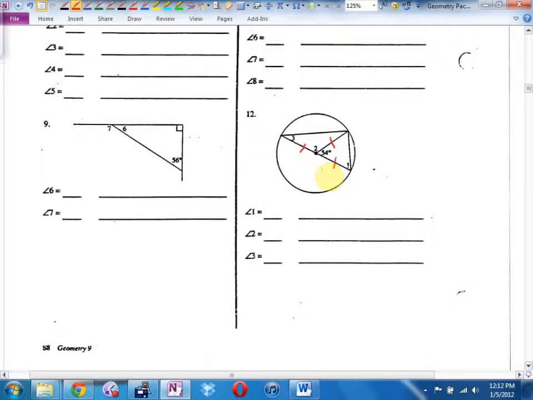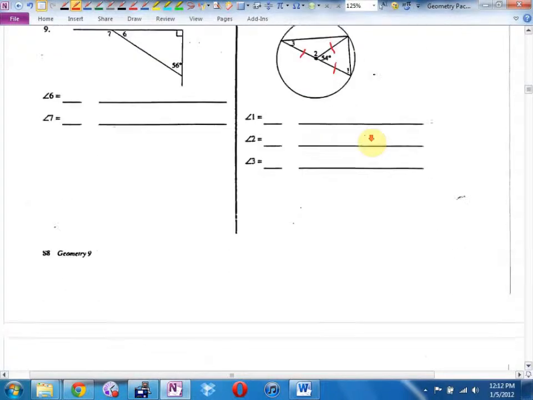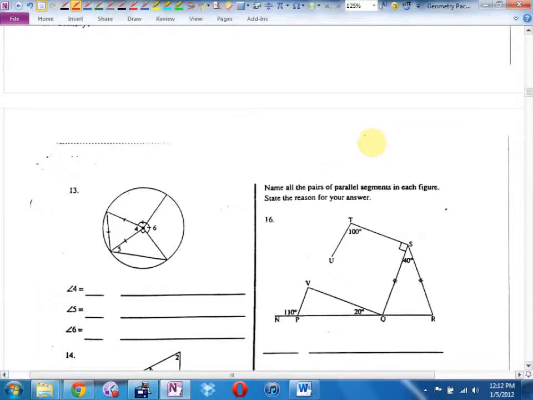Look at your yellow sheet where it says triangles. What kind of a triangle is this now? Isosceles. In fact, anytime you have a circle, for example, in number 13, there's a whole bunch of isosceles triangles there. Trust me. There are.